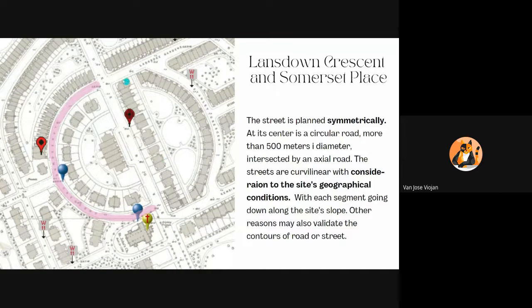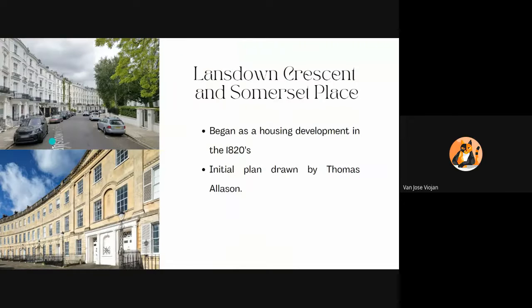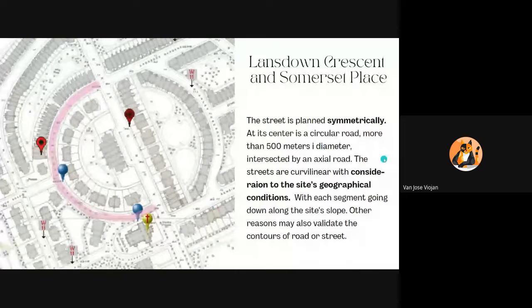The street is planned symmetrically, and the center is a circle with a 500-meter diameter, intersected by an axial road. The part highlighted in pink is Lansdowne Crescent. The reason it is a crescent shape is to accommodate geographical features, the slope of the site. They follow the contours of the slope, and that is how they came up with the crescent form of the street.